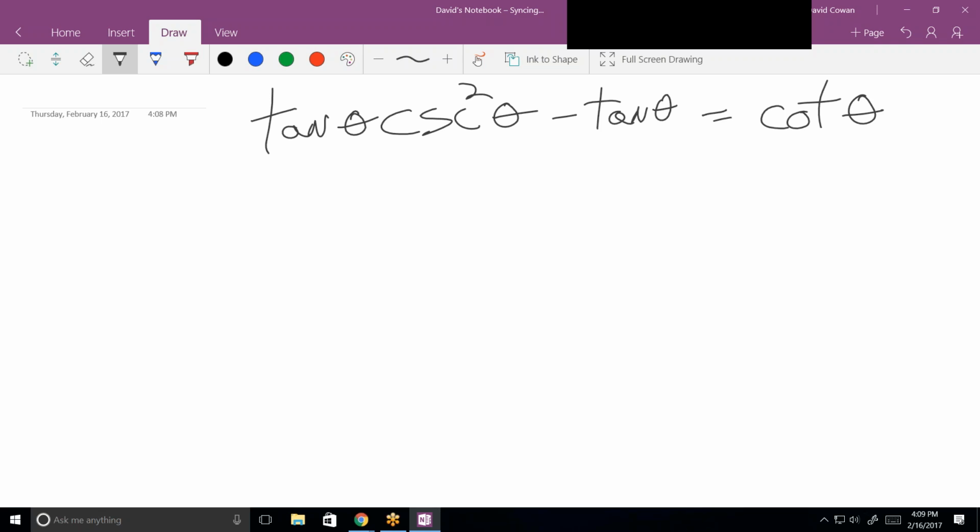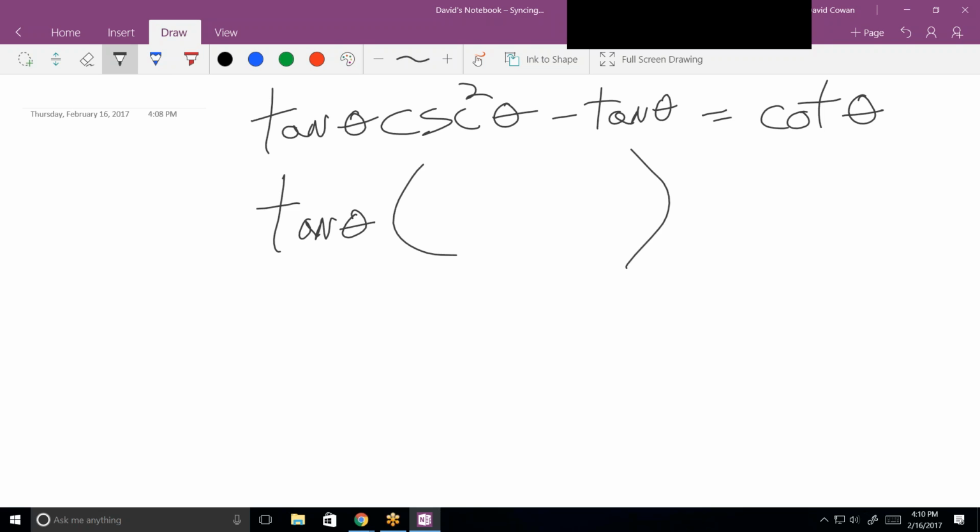Okay. Now, notice there's no sines and cosines in this. So probably the best method is not to turn everything into sines and cosines. And I'm looking at a cosecant squared. Well, I know there's a trig identity that's cosecant squared minus 1. So the best thing to do is probably factor out a tangent theta and see where it takes us. Okay, so if I factor out a tangent theta, what's left over?